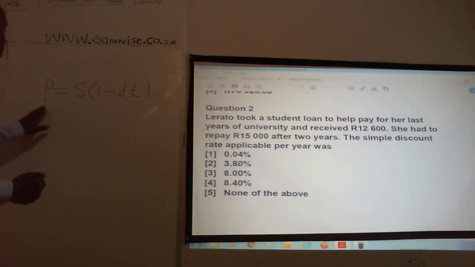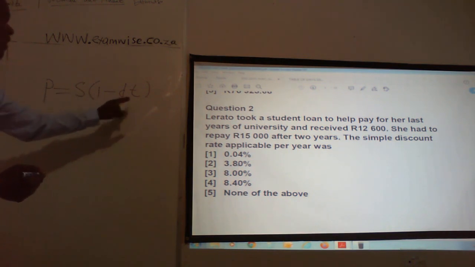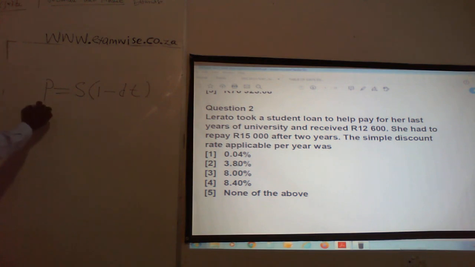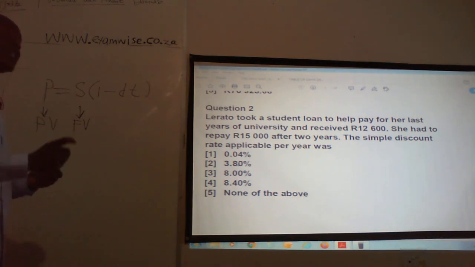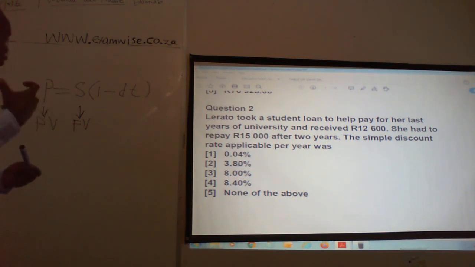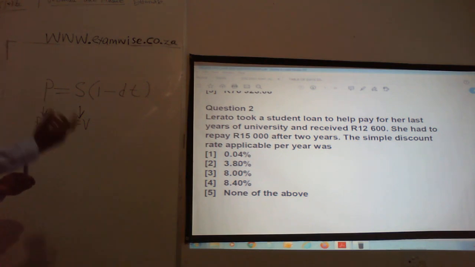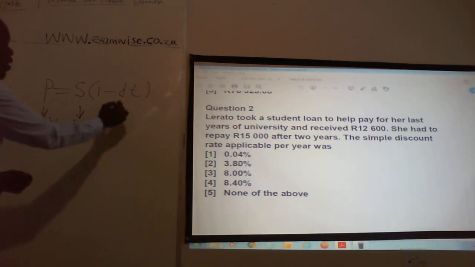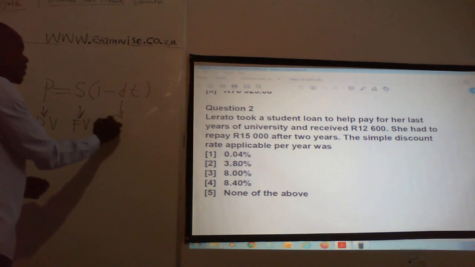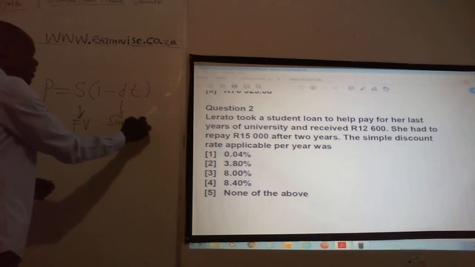So we have our P is equal to S in brackets 1 minus dt, where our P here is our principal or present value, and our S here is our future value or sum accumulated. Future value and sum accumulated refer to the same thing. And then our D here is our simple discount rate as a decimal.